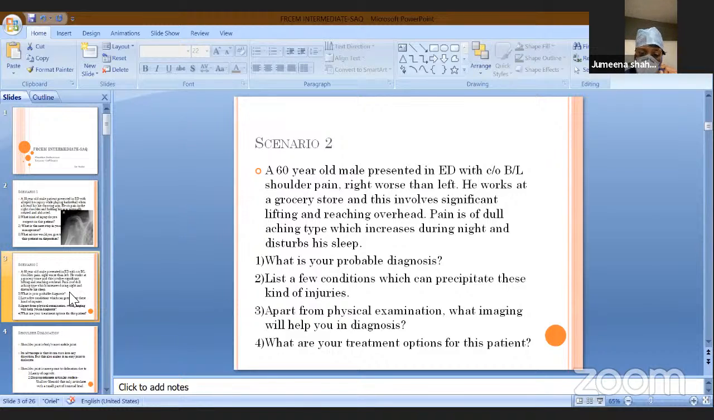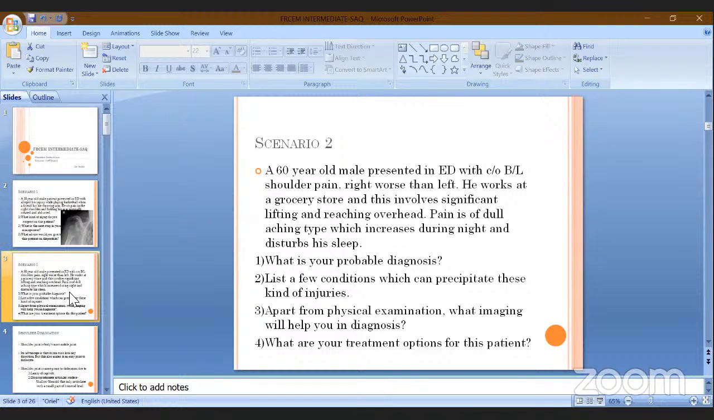List a few conditions which can precipitate this kind of injury. Apart from physical examination, what imaging will help you? These are all very specific questions. You should write the specific imaging that will help in the diagnosis. MRI shoulder.